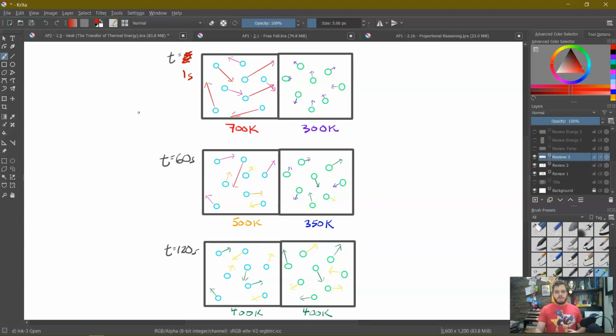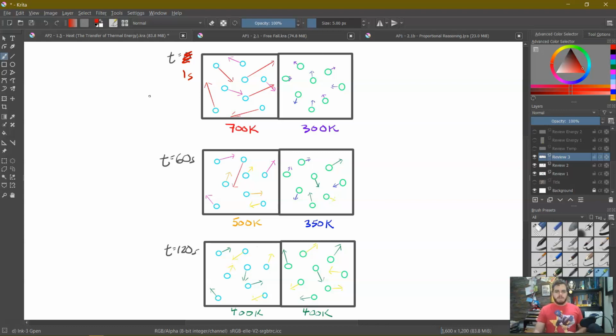Now, just a reminder to ourselves, not all of the energy is going to go from left to right. Some of the particles over on the right-hand side will speed up, and they might hit some slower particles moving on the left, and that will cause some energy to go the other way. But overwhelmingly, the kinetic energy goes from the left to the right.